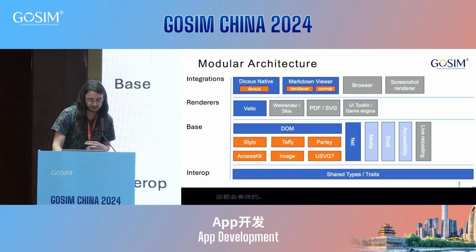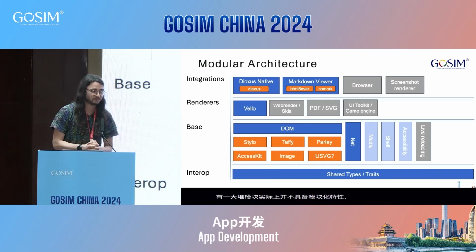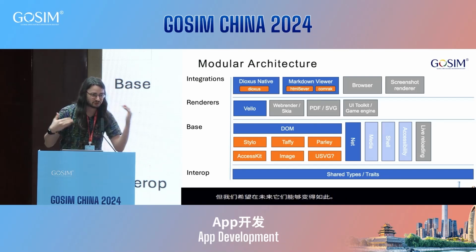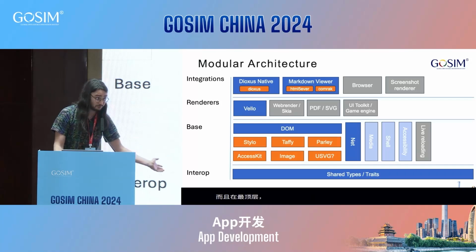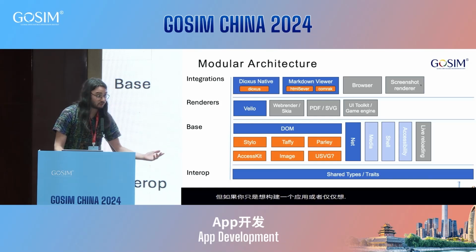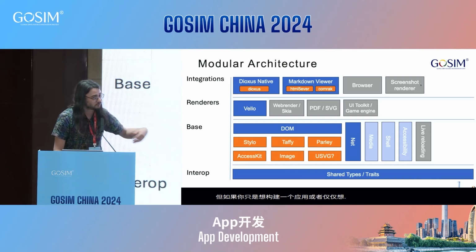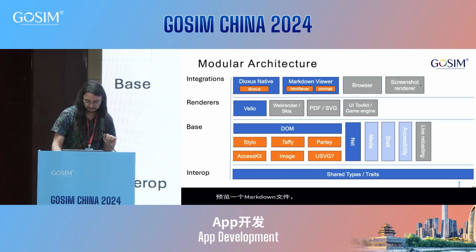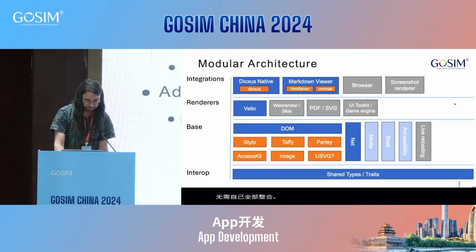And then just at the top layer, you have integrations that pull everything together, because as nice as having a modular architecture is, if you just want to build an app or you just want to preview a markdown file, you don't want to have to put it all together yourself. And there are a couple of use cases, these grayed out ones, which we haven't implemented, but which you could, or we could.